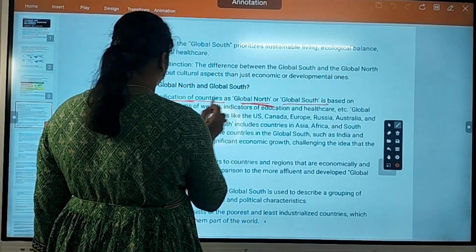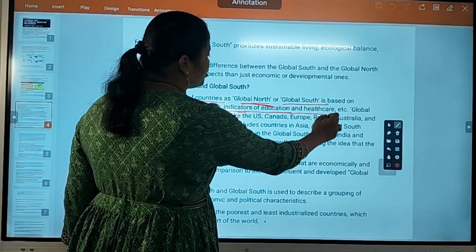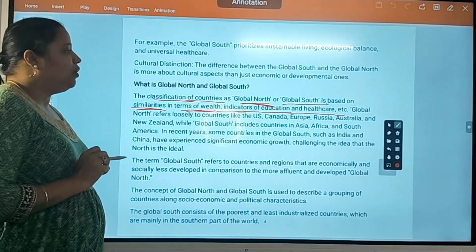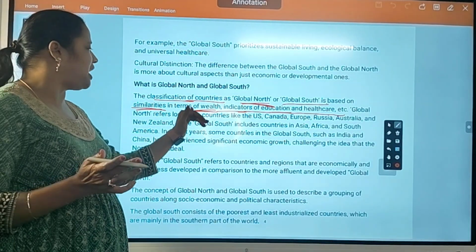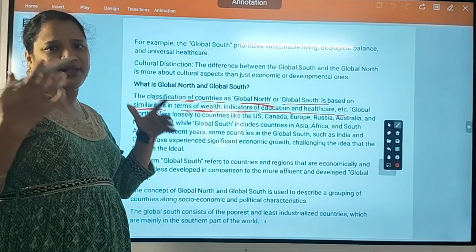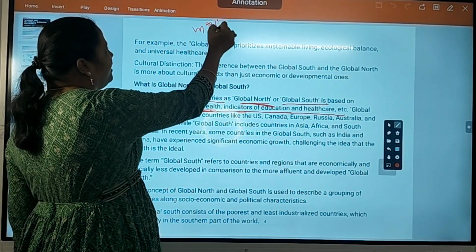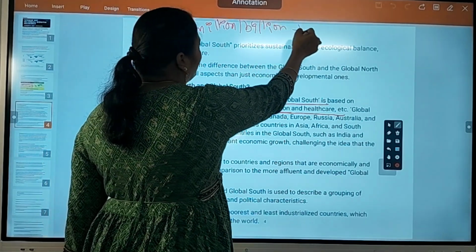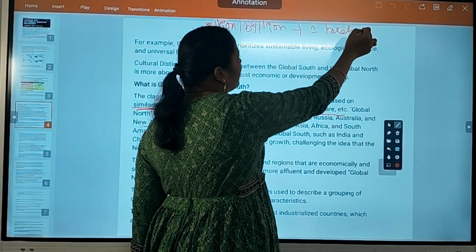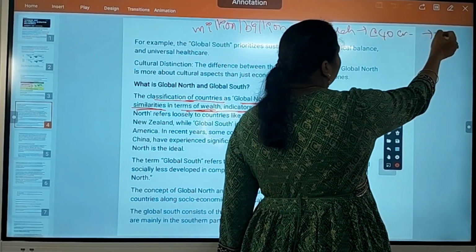global north, global south is based on similarities in terms of wealth, indicators, education, healthcare, etc. Even though these terms can be differentiated based on each person's wealth, how much wealth a person is having, means how many millionaires, billionaires are in India. Even if we have 1 lakh millionaires and billionaires all over India, compared to 140 crore population, it will become less.